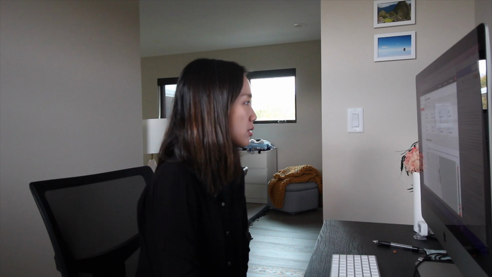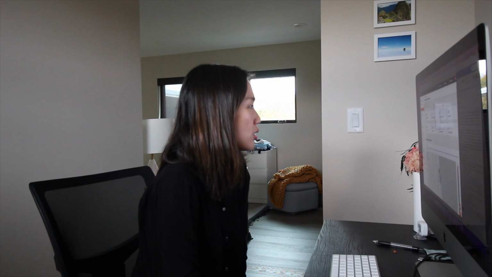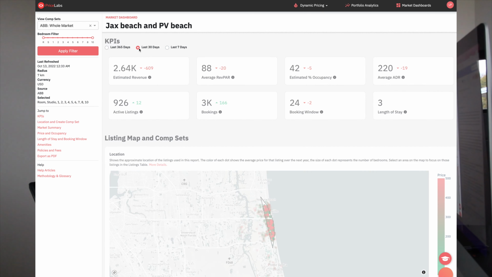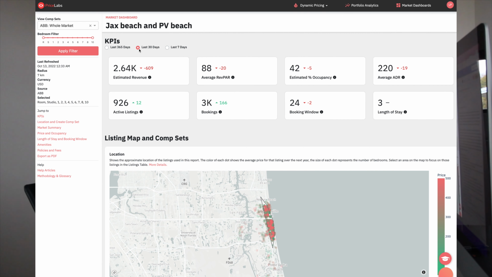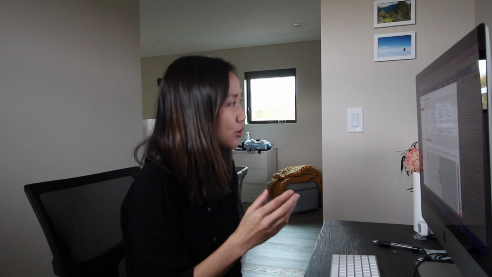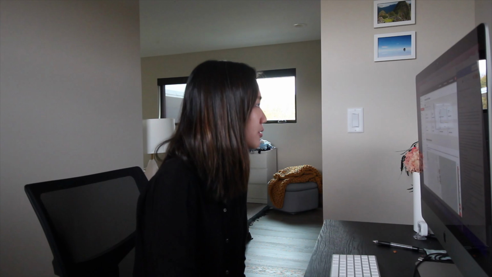Usually I start up here on the revenue, and I scroll back to the last 30 days and filter based on size. Our house is a 5-bedroom house, so I like to use 4 to 6 bedroom as a filter, because we get any number of people from a group of 6 up to a group of 12. So this would be the most comparable in the market for us.